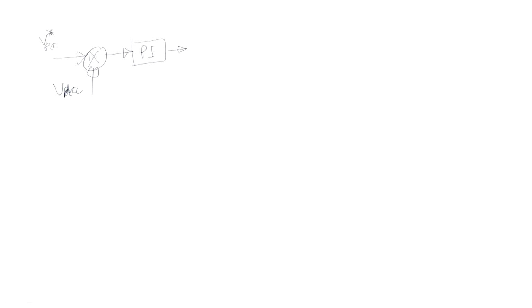Ultimately you get some sinusoidal value. This has to go to a sine triangle PWM, and from there you get the pulses for your DVR to compensate the sag.